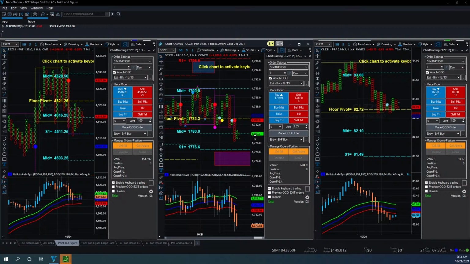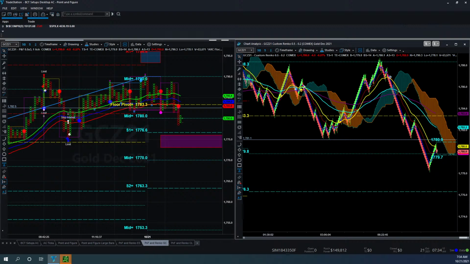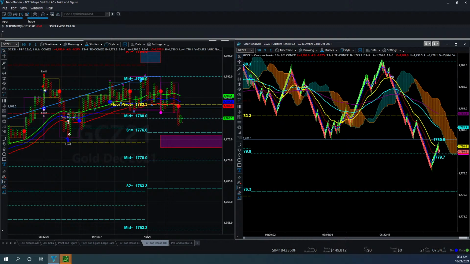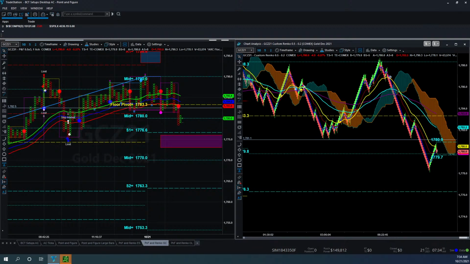Renko is setting up a wick out of the 34 EMA. Triggering it now at the 1779.8 level.